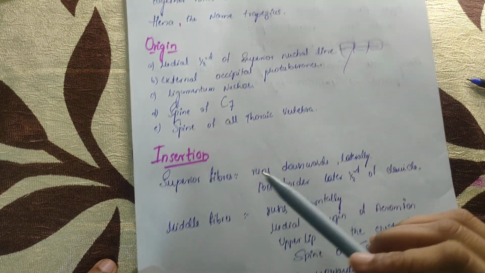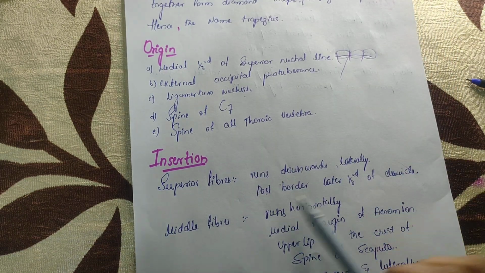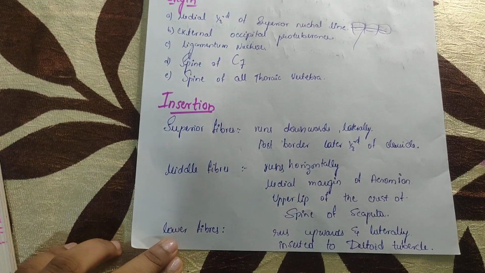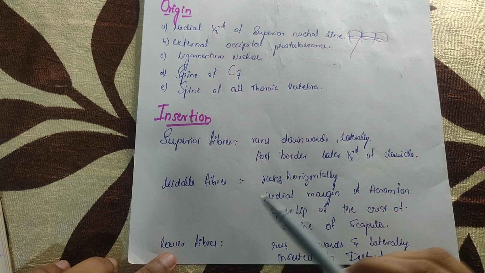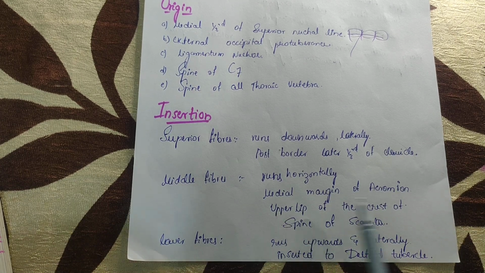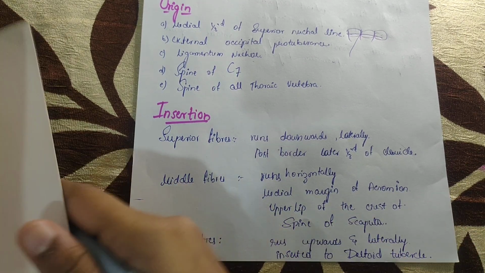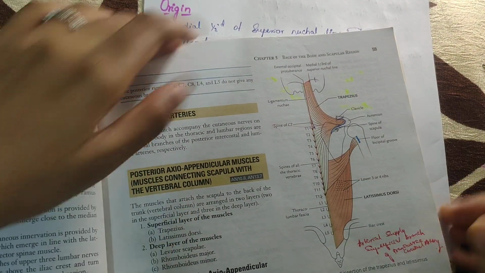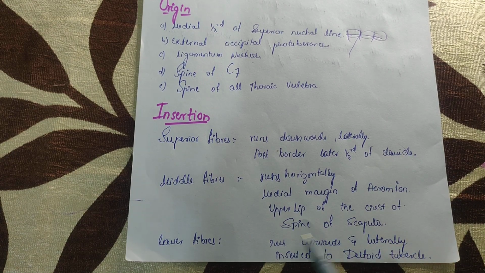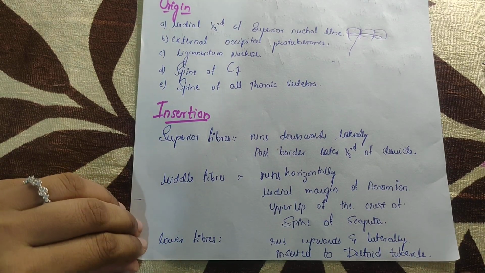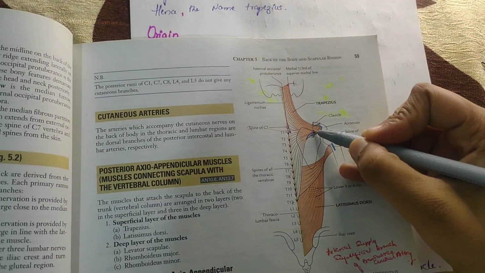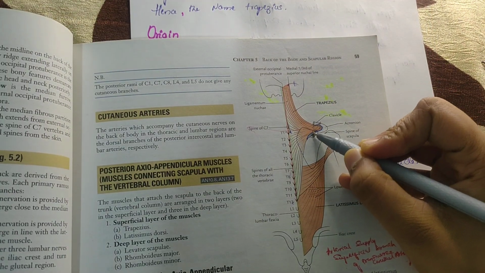Superior fibers run downwards and laterally, and are inserted into the posterior border, lateral 1/3 of the clavicle. Middle fibers run horizontally and are inserted on the medial margin of the acromion process and the upper lip of the crest of the spinous process. Lower fibers run upwards and laterally and are inserted into the deltoid tubercle, present at the medial 1/3 and middle 1/3 of the spinous process of the scapula.